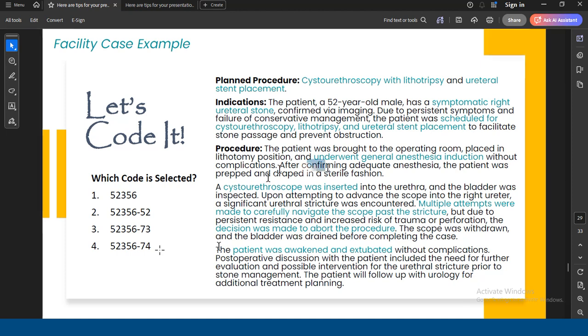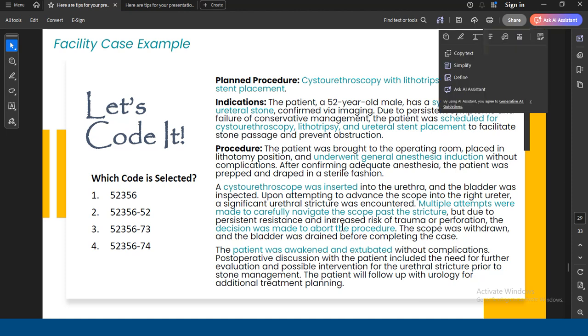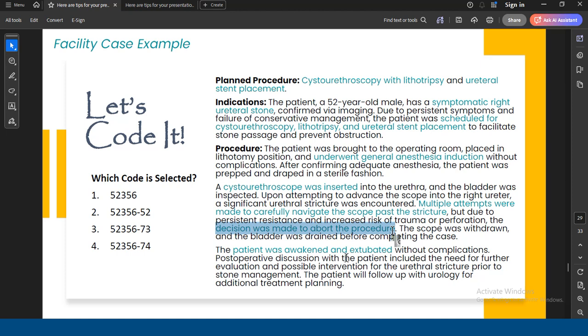After confirming adequate anesthesia, the patient was prepped and draped in a sterile fashion, which means the patient has been administered the anesthesia. So this is the keyword. Multiple attempts were made to carefully navigate the scope past the stricture, but due to persistent resistance and increased risk of trauma or perforation, the decision was made to abort the procedure. So basically here, after the anesthesia, the procedure was aborted. So here we need to use 52356-74, which is for cystourethroscopy with lithotripsy and ureteral stent placement.